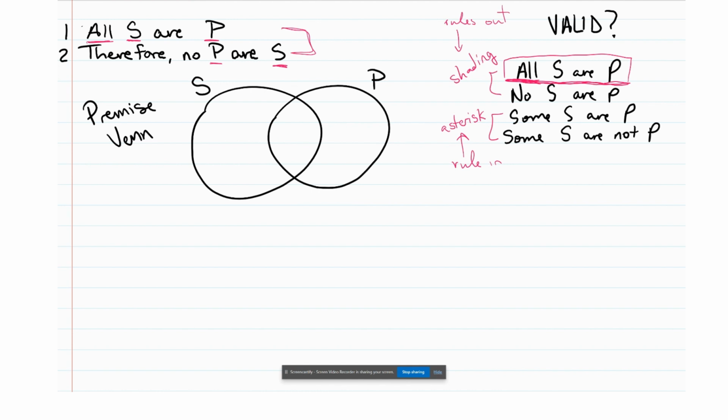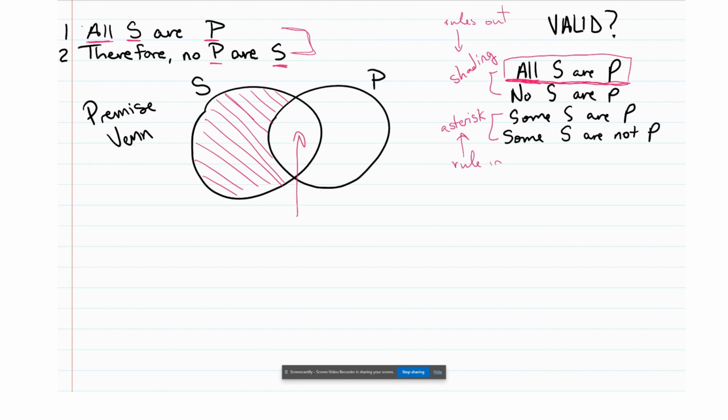So that means we can shade or rule out this whole area of S over here where S does not overlap with P. So that's our first Venn diagram, pretty clearly and straightforwardly, right? It says, hey, any S that you have is going to be an S right in here, if you have S's.